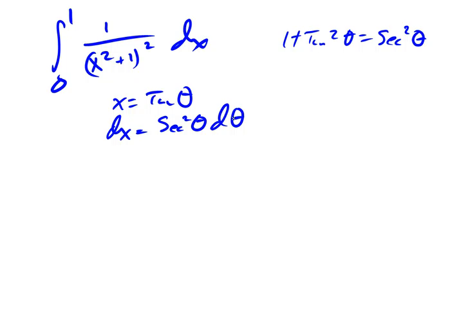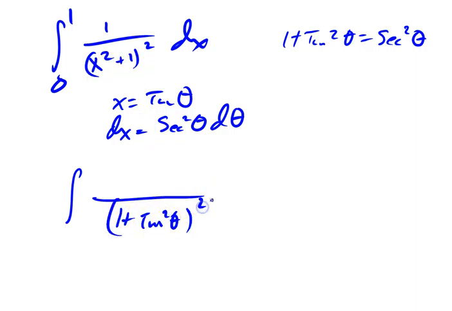And substituting in, what do I have now? I've got an integral. This is a 1 plus tangent squared theta, that whole thing squared, and then there's a 1 on the top, and the dx is secant squared theta d theta. Now, the limits of integration here are the thing that I want to take a look at. Yeah, we'll finish this integral as well.